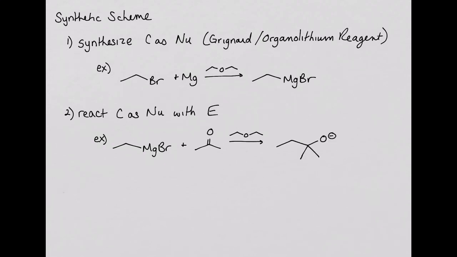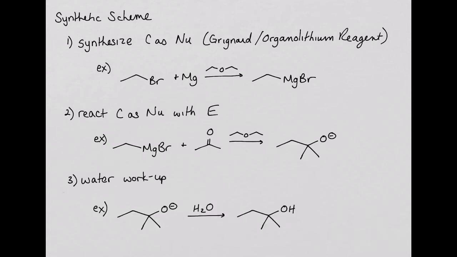The final step is the water workup. In this step, we protonate the alkoxide ion to produce the alcohol. Additionally, this water workup quenches the remaining organometallic reagent. It is important to note that these 3 steps must be carried out sequentially. We can't have water present in either of the first 2 steps, or the organometallic reagent that is formed will react with water as a base rather than our electrophile as a nucleophile.